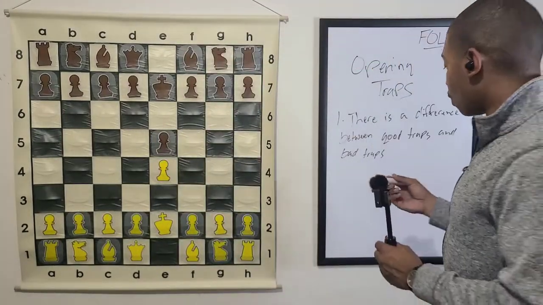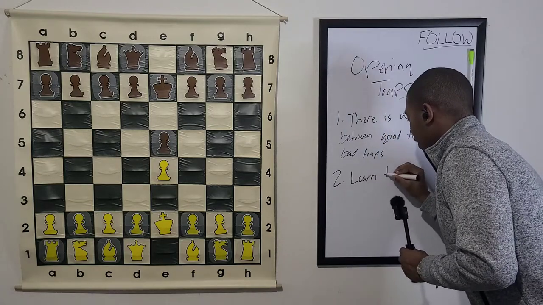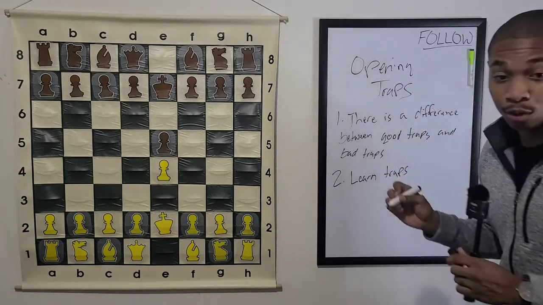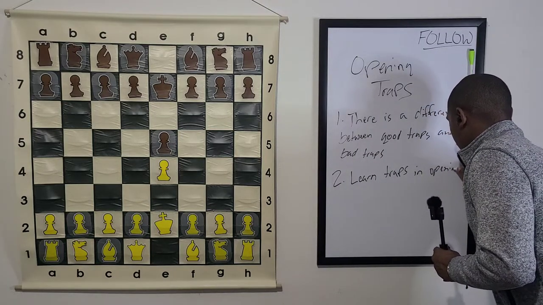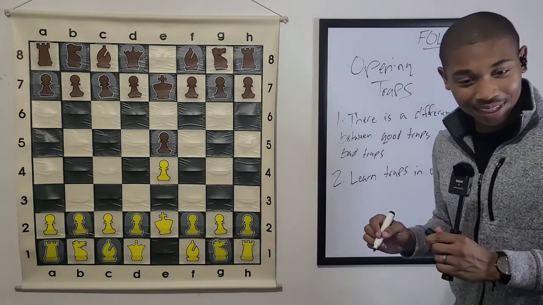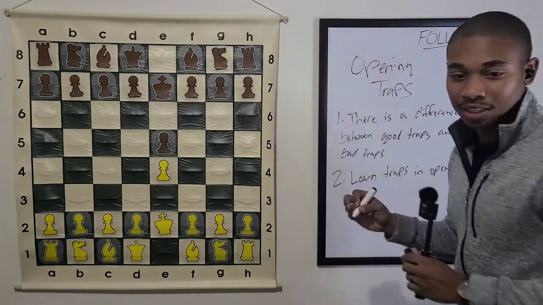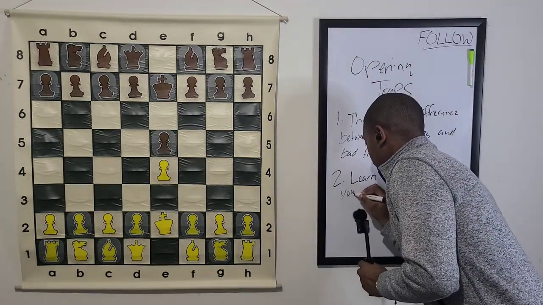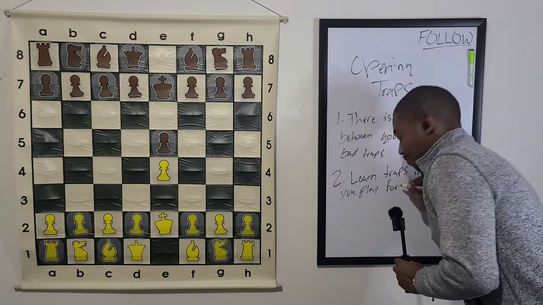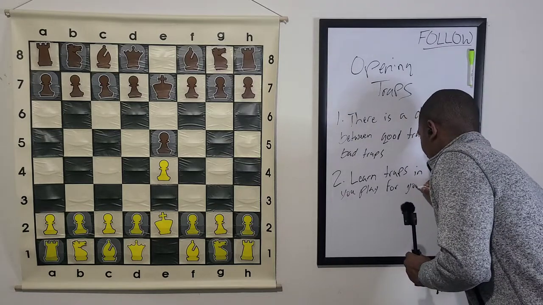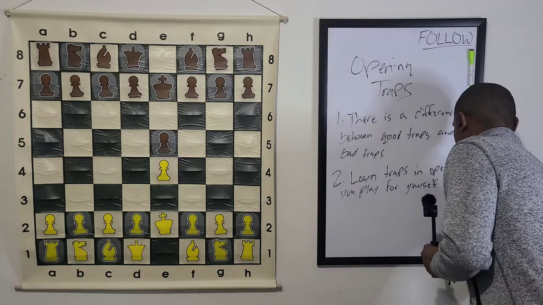And the second thing I want to go over is learn traps. Man, this can be a drinking game, how many times I'm going to say the word traps. But learn traps in the openings you play. Drinking milk and juice. Gotta have your bones strong for yourself and your opponent.